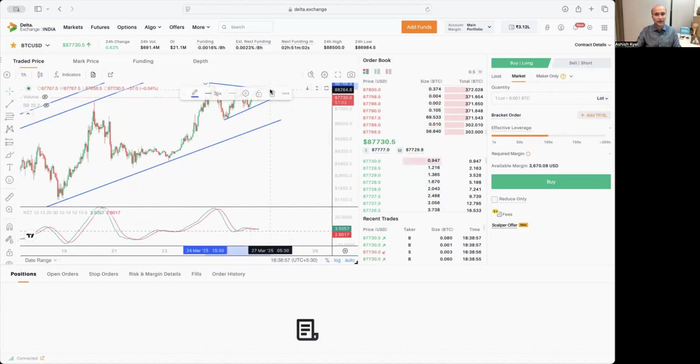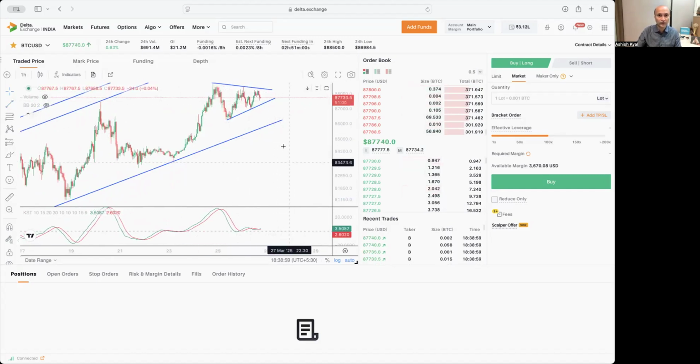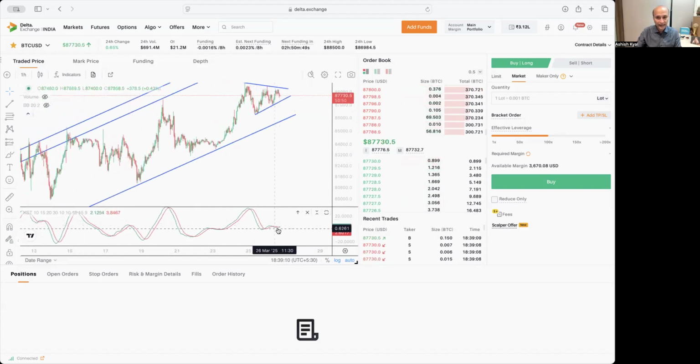So here I am going to be looking forward to buying this crypto above the high of 88,503. This high is 88,500. So I think an opportunity can come here, and the KST is suggesting a possible reversal.